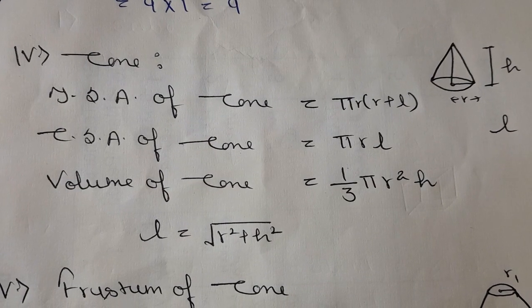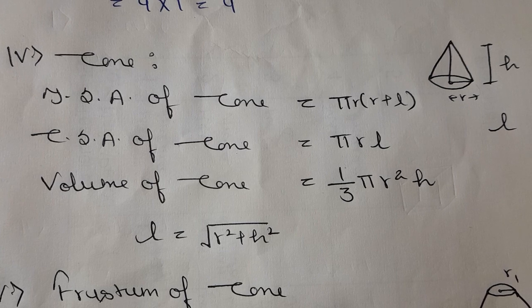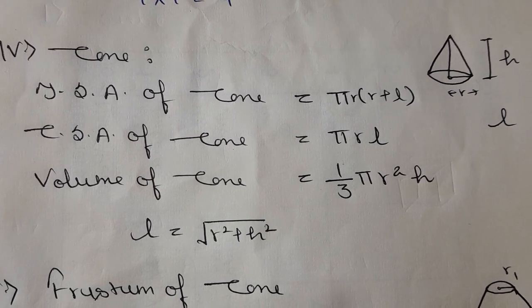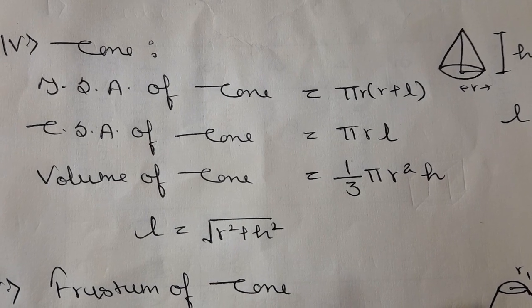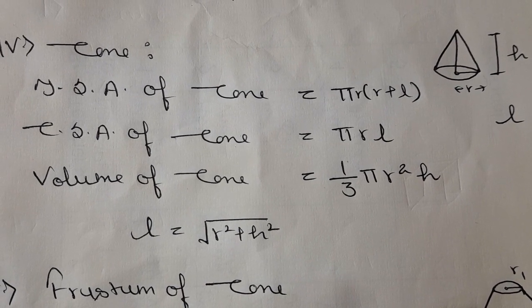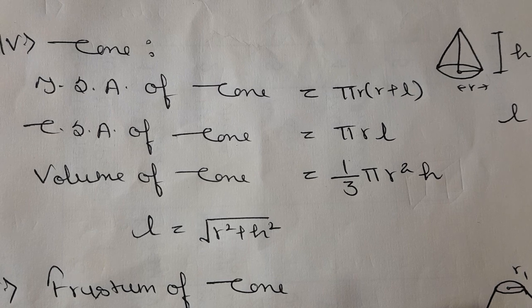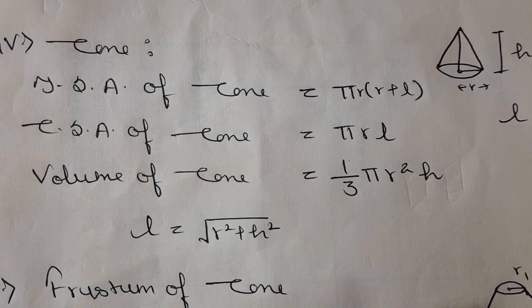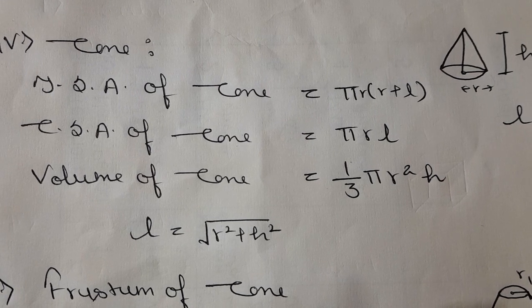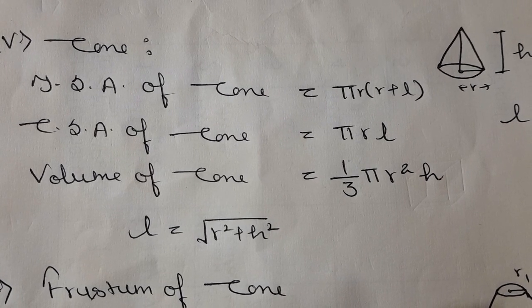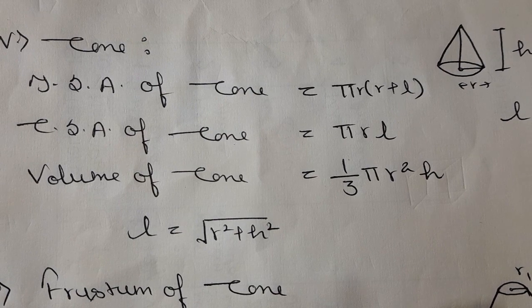Now the next shape is cone. So a birthday cap is a very good example of cone. Total surface area of the cone, that is pi r into r plus L. Next is curved surface area of the cone, that is equals to pi r L. Next is volume of cone, that is 1 over 3 pi r square h.